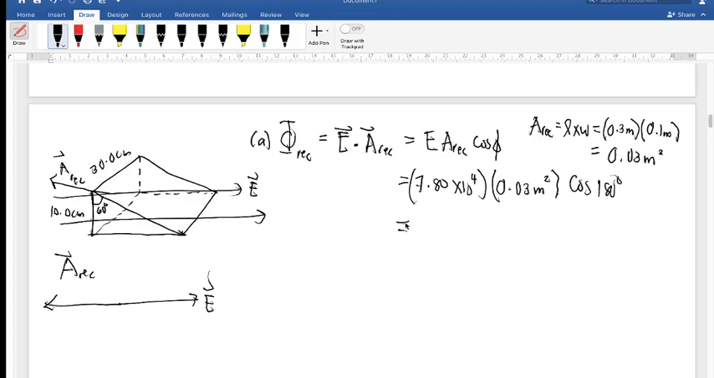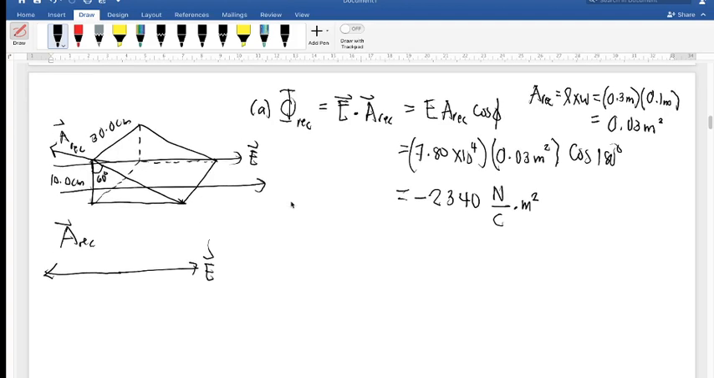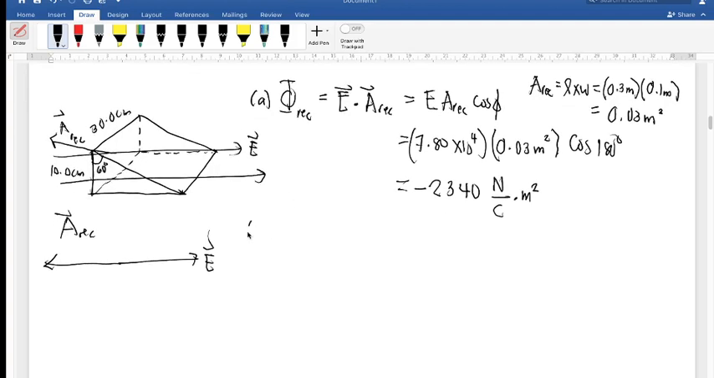So we have to multiply 7.80 times 10 to the 4 with the area of the rectangle. So we have 2,340, and cosine of 180 is negative, so that is negative Newton per coulomb times meter squared. So this is your electric flux for the rectangular surface here. How about for the slanted one?